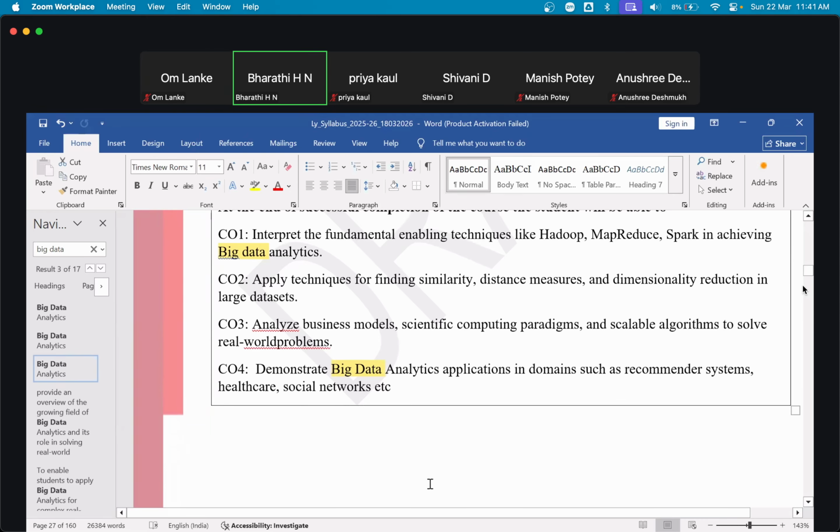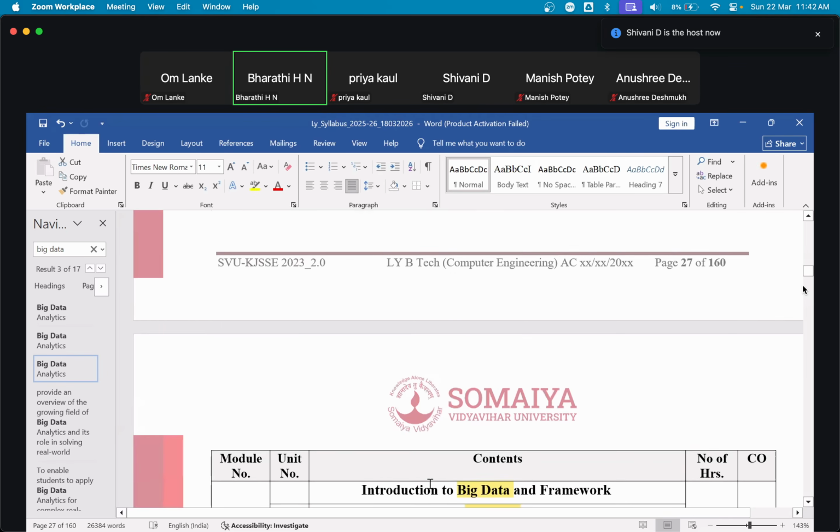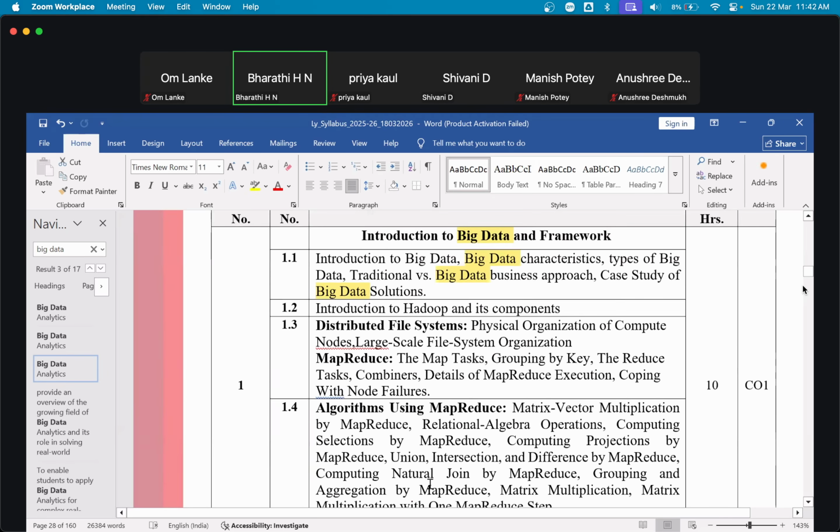Now, after understanding what big data is and the different frameworks, algorithms and techniques to use the data, how to analyze it, and what are the different applications where we can apply big data analytics. Some examples like recommendation system, healthcare system, and social networks are taken. So to achieve the 4 objectives, we have designed the syllabus into 5 modules.